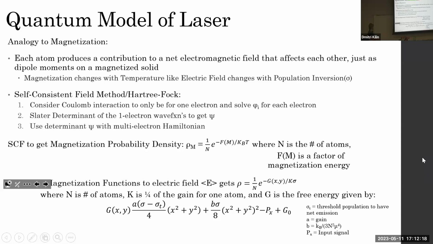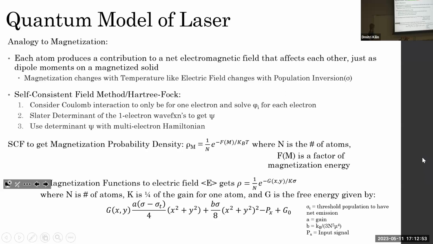So we use the self-consistent field method, or I think it's also called Hartree-Fock, where we take each individual particle and calculate a 1 electron wave function for just that one particle, imagining it's not interacting with anything else. And then we do a Slater determinant of all these wave functions to get one total wave function, which is based on all these 1 electron systems. And then we use that determinant with a multi-electron Hamiltonian and get a decent approximation for the actual values here.